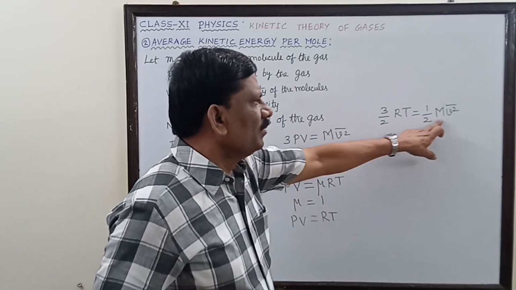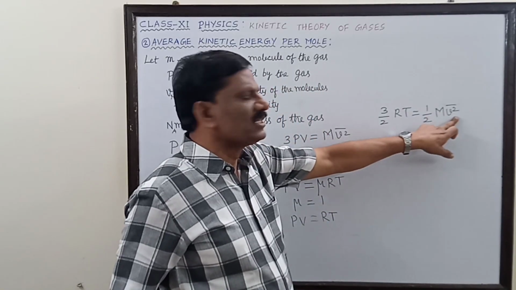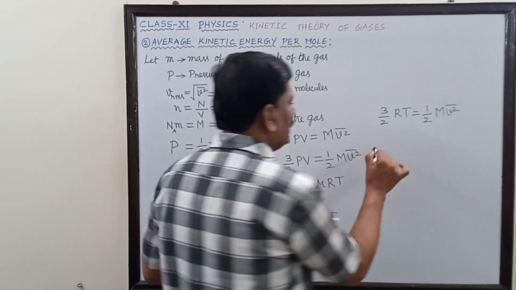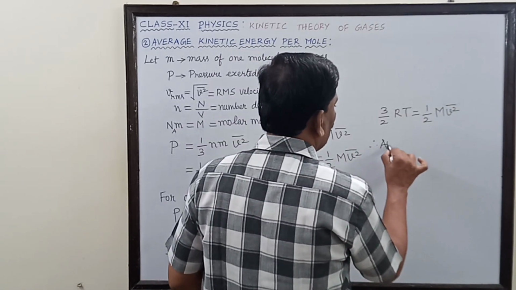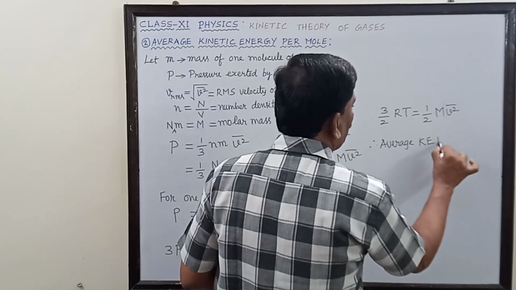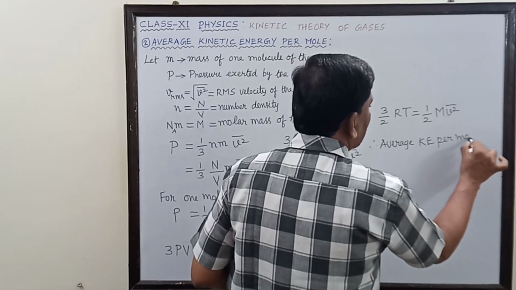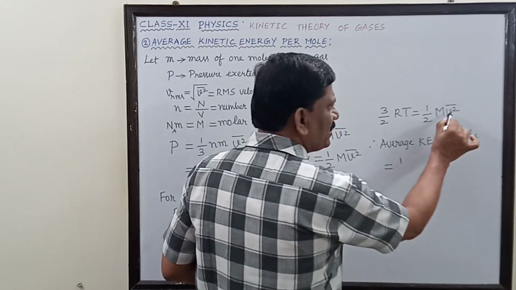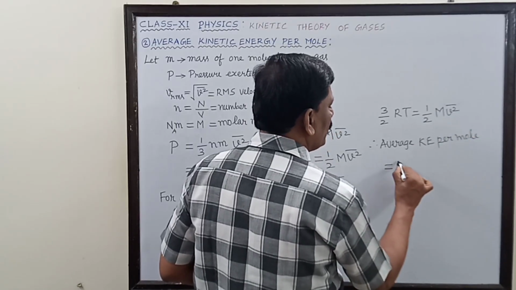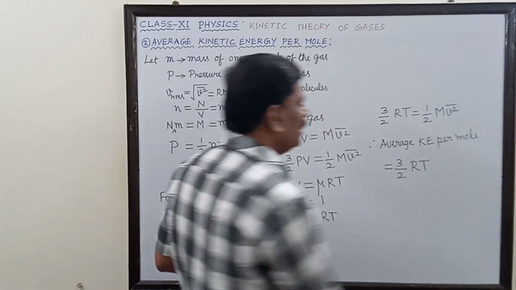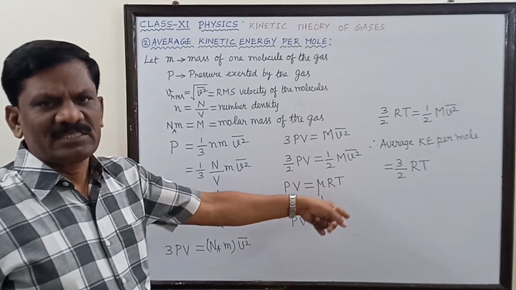This molar mass into V square average divided by 2 is called what? The average kinetic energy per mole. Therefore, the average kinetic energy per mole of the gas is equal to half M V square average, which is also equal to 3 by 2 R into T. So this is the final expression required.